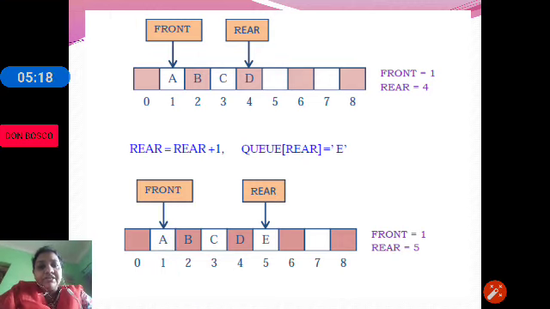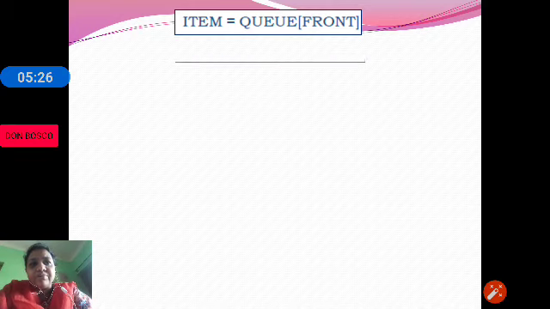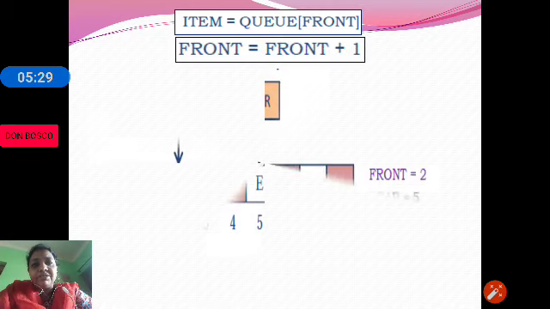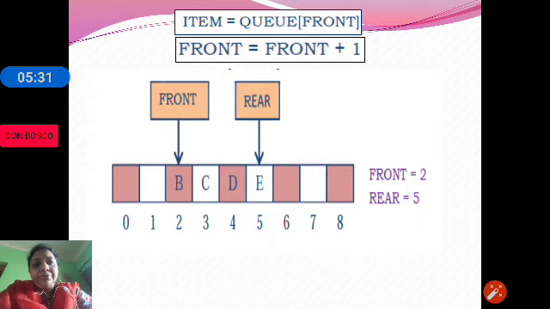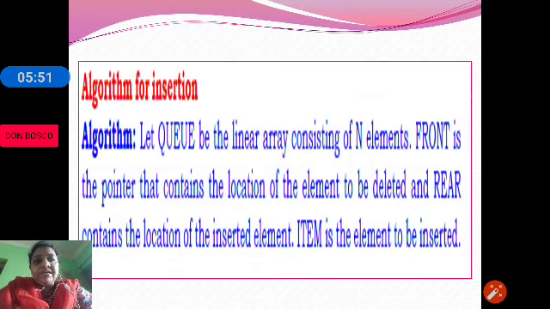Let us check the next example. Here you can see item is equal to Q of front. Front is pointing to A, which will come to item, and front is equal to front plus 1. So front will point to B. Front will become 2 and there will be no change in the rear, because rear changes only when we add an element, or when we perform the NQ operation. Front changes only when we delete an element. So let us see the algorithm for the insertion operation or NQ operation.